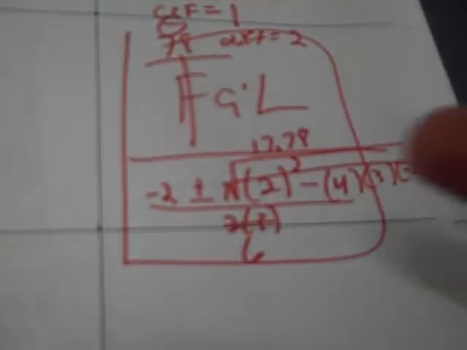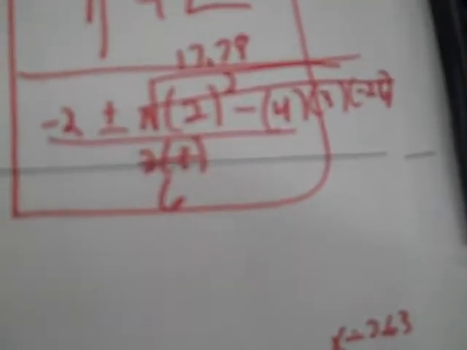2 squared minus parentheses 4, 3, -26. Okay, I got 17.78, and then I just proceed. I take -2 and add 17.78 equals, then divide by 6, 2.63. And then negative 2 minus 17.78 equals, divide by 6, and that's negative 3.3.